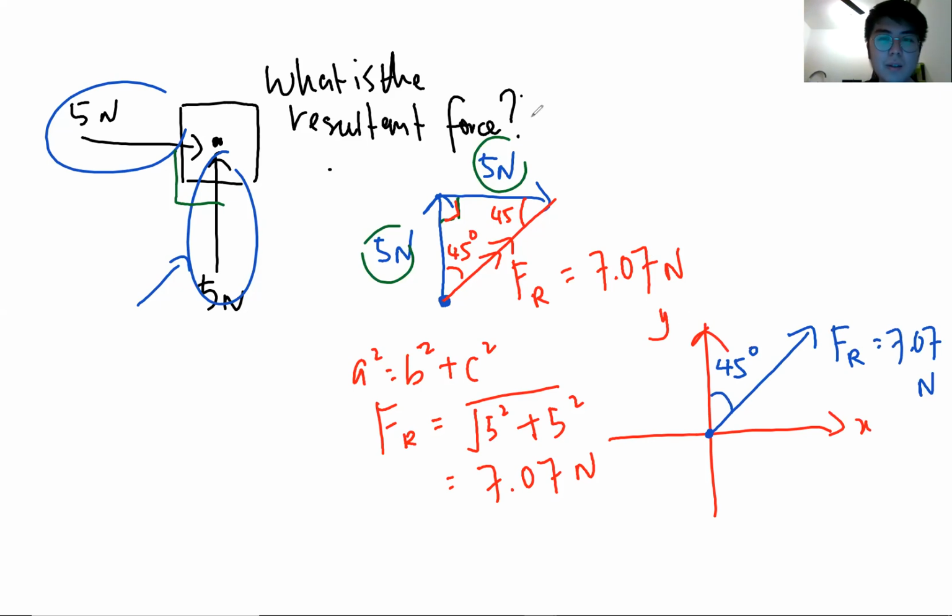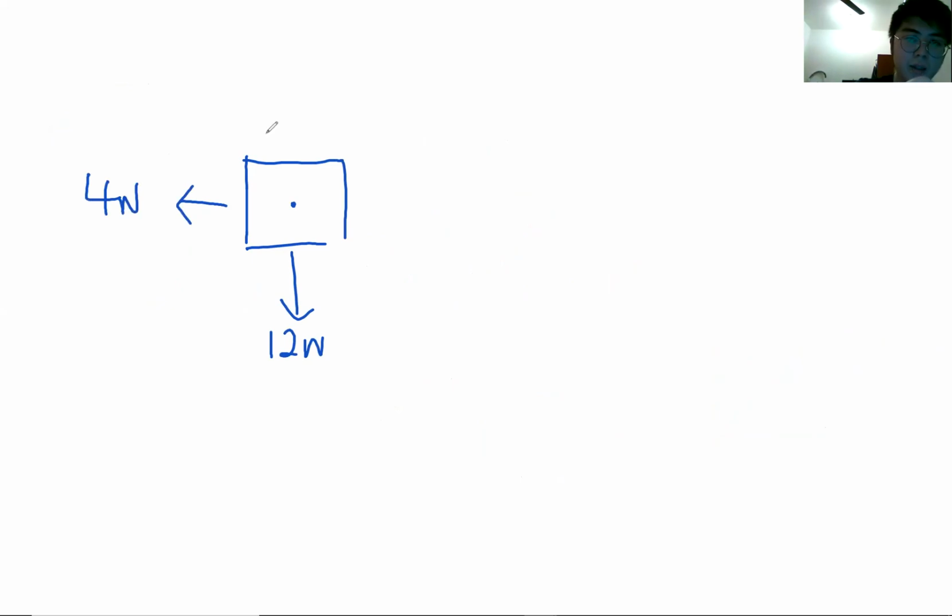Okay, now next, another question. Let's try another one. So this one is about finding resultant force, okay, given many individual forces. Okay, now next one, let's do this one, like object. We have force acting downward, 12N, 4N here, and then okay, now find the resultant force of this system.